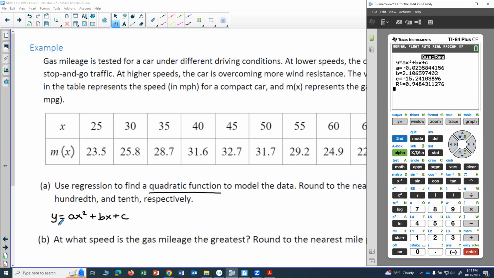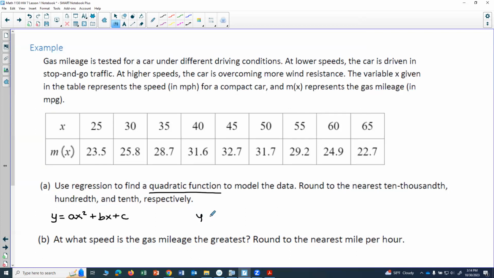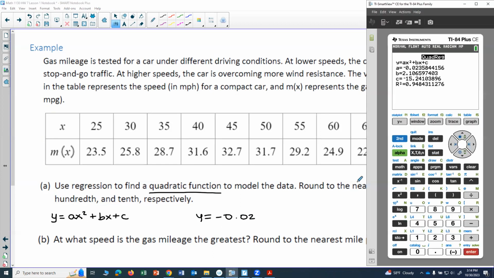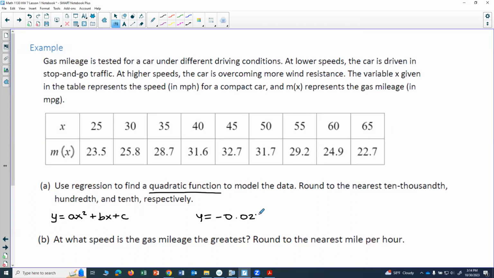So I will have y equals negative 0.0236, and that's attached to x squared. Now, the reason I went to 4 decimal places is it said round to the nearest 10,000th. For the b value, I only need to round to the nearest 100th, which is 2 decimal places.